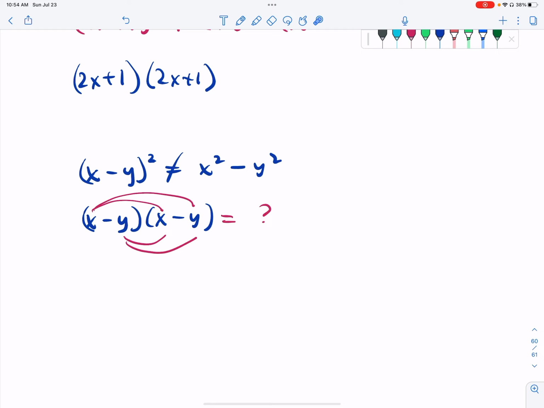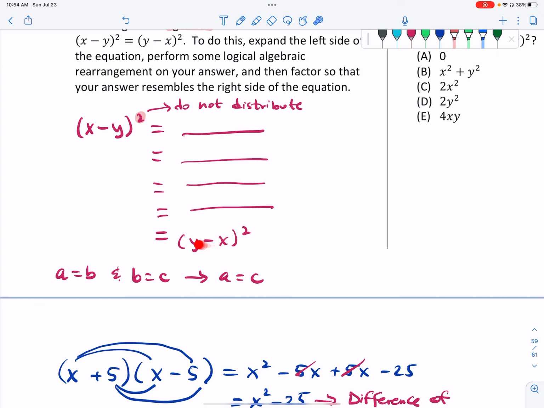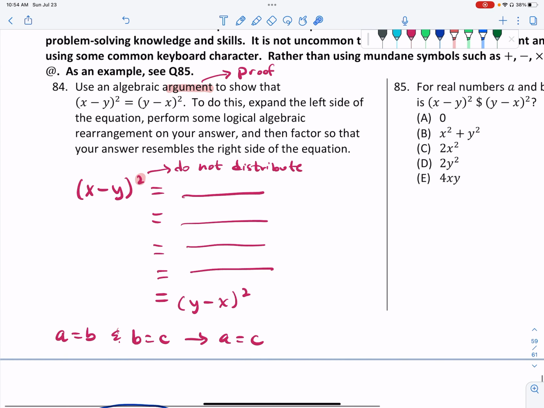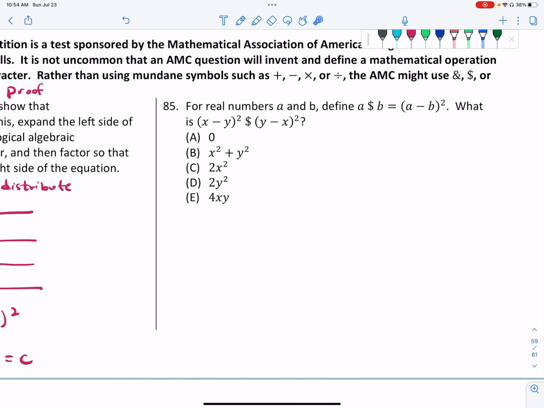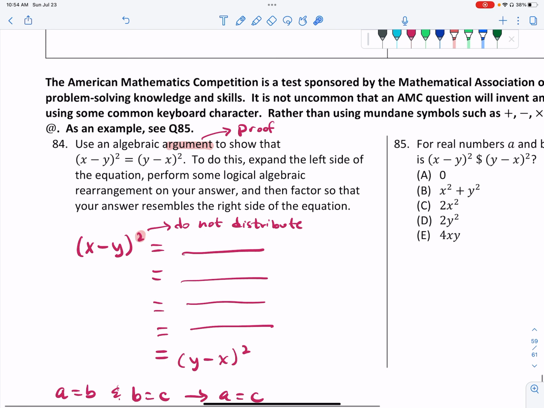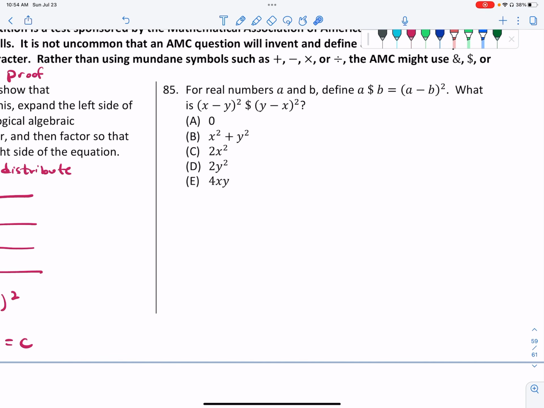And then whenever you get this, you want to try to rearrange the terms in order to make it look like this. Okay? And this question here, 84, is supposed to help you with 85. So let's look at the actual AMC question. Now, the AMC would not have given you 84. This is just our way to help you through breaking down 85 into a simpler case. For real numbers A and B, and so far you only know about real numbers, not until Algebra 2 do you start talking about imaginary numbers. For real numbers A and B, define a $ b as being equal to the quantity a minus b, squared.